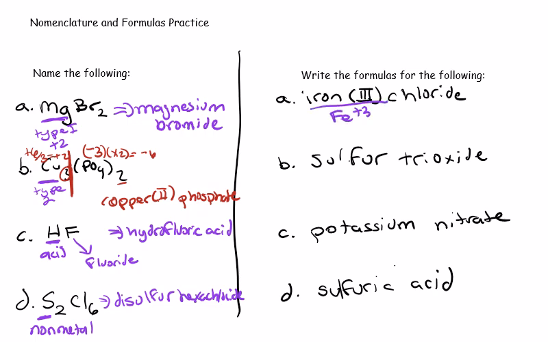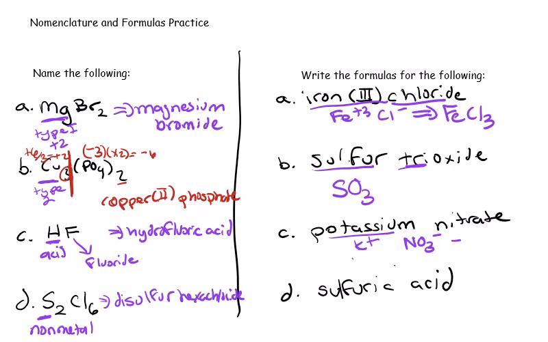Now, in writing the formulas, the iron is literally telling you it's a +3 charge. And then the chloride from the periodic table is -1. So to make sure they cancel out, I need 3 chlorides, a little crisscross. Sulfur, a nonmetal, and then seeing that prefix tells me I just have to write it as the formula, 1 sulfur and 3 oxygens. Potassium, I know from the periodic table is +1. Nitrate is one of those ions we need to know, -1. Since they're already a perfect match, I just shove them together.